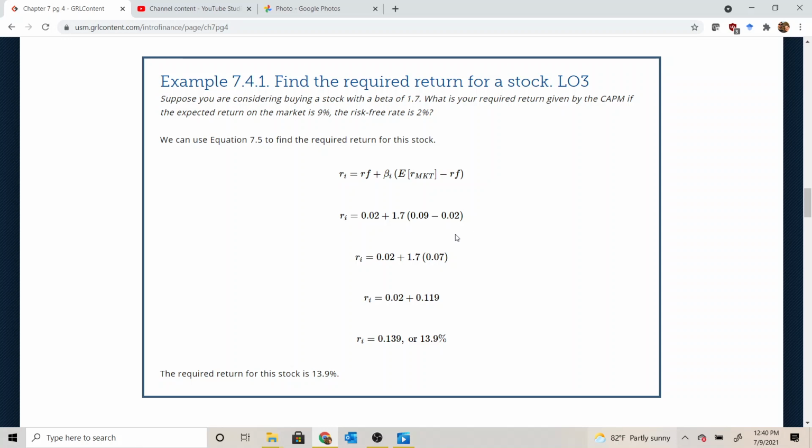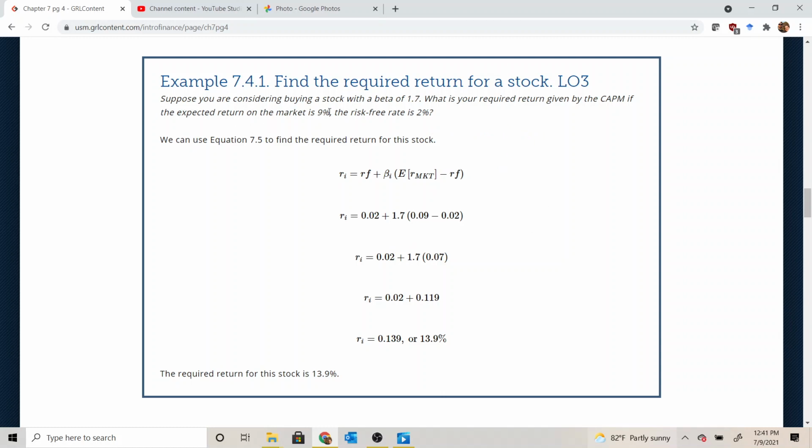But there's a rich concept or group of concepts behind what the capital asset pricing model is and what we're even talking about with the required return for a stock. So let's read this one real quick.